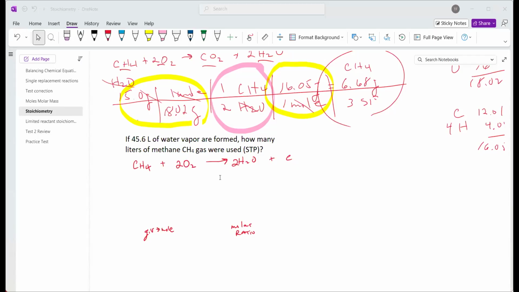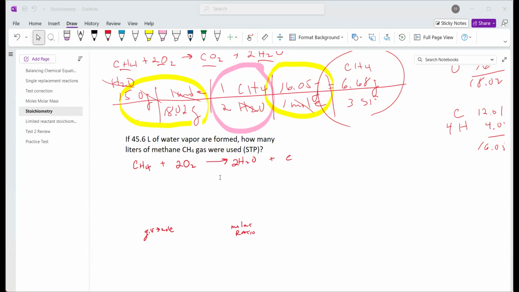Okay. 45.6 liters of water vapor formed. How many liters of methane gas were used? Standard temperature and pressure. Now, on all these practice problems, I'm going to use the same reaction, so we don't have to keep writing it down and balancing it. But normally each problem is going to have a different reaction, so keep that in mind. All right, the equation's already balanced.